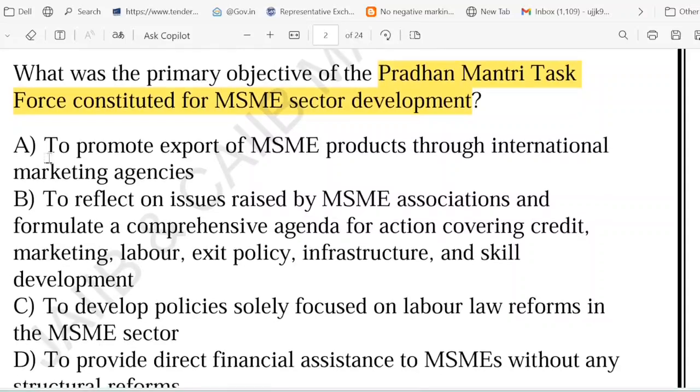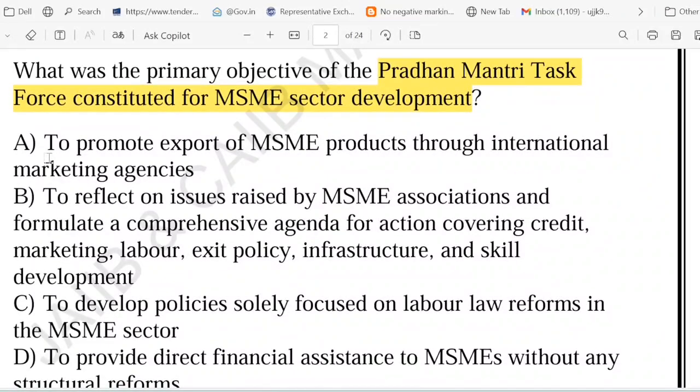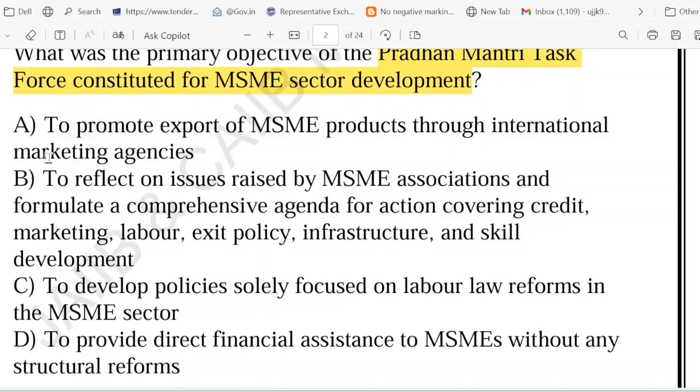Option A, to promote export of MSME products through international marketing agencies. Option B, to reflect on issues raised by MSME associations and formulate a comprehensive agenda for action. Option C, to develop policies solely focused on labor law reform in the MSME sector. Option D, to provide direct financing assistance to MSMEs without any structural reform. Very good question it is. So let's discuss this particular question.